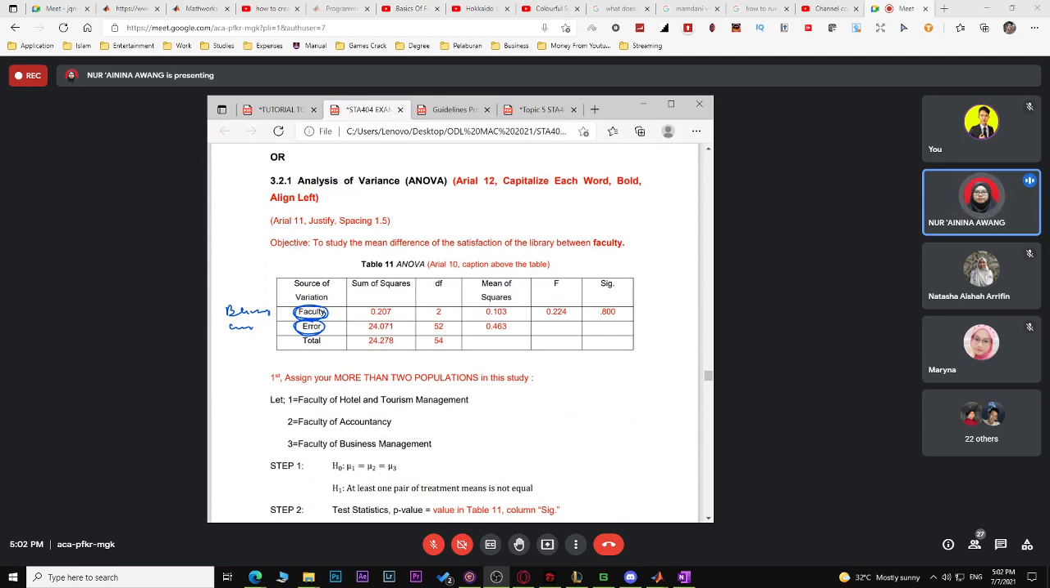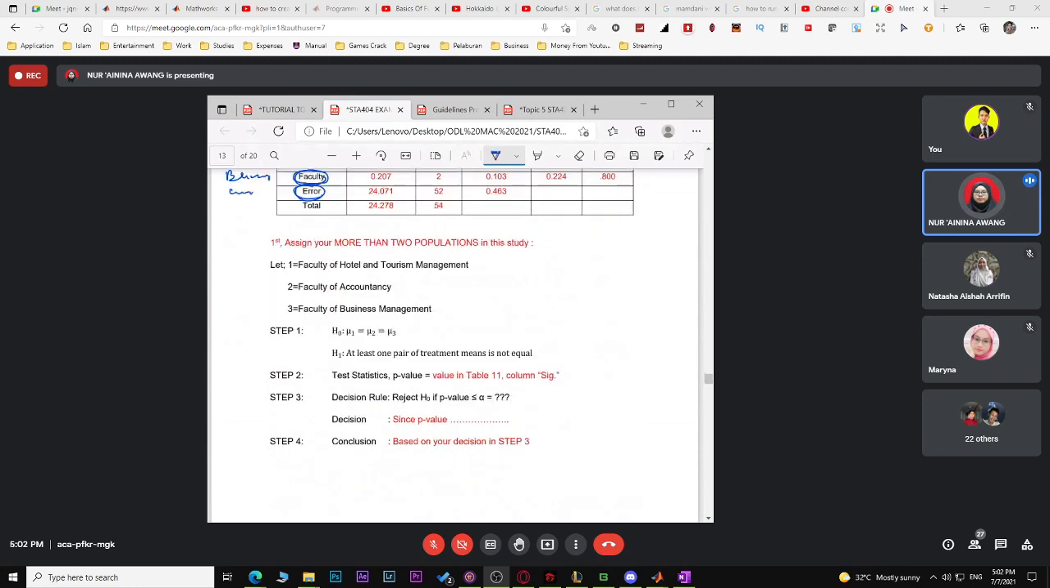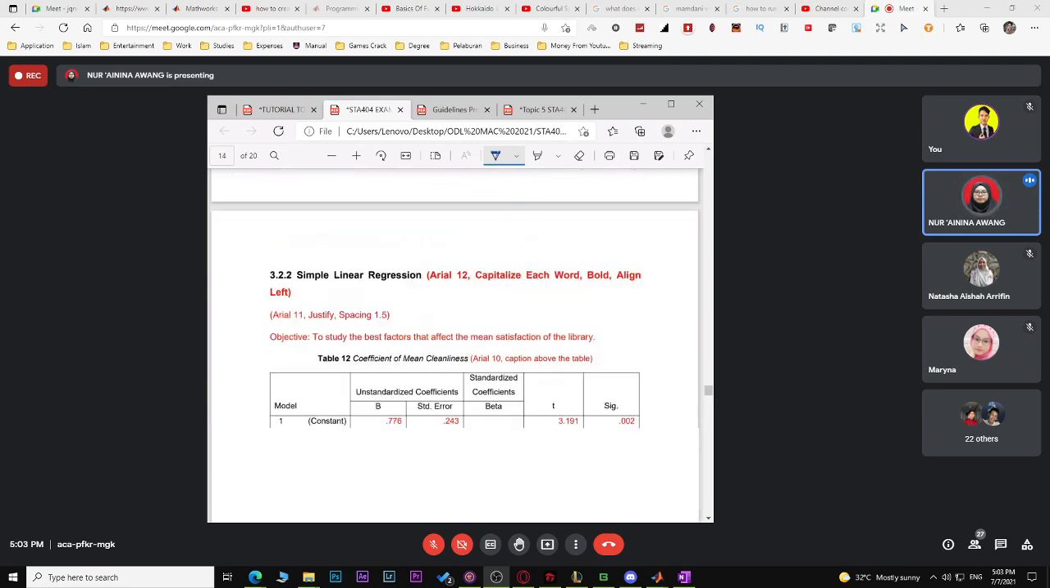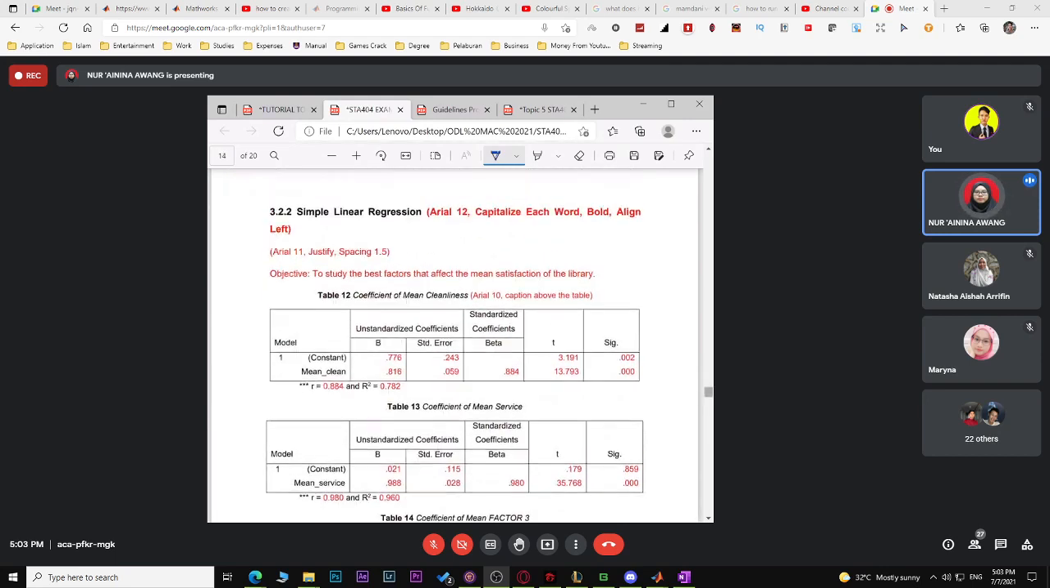And then kalau you ada 4 program, so you let lah 1, 2, 3. Ataupun kalau you tak nak let, you buat lah new business is equal to new account is equal to new education, tulis. Okay. And then at least one pair treatment means is not equal ataupun are different macam tu. Okay. And then ambil nilai p-value, compare macam biasa. So itulah untuk ANOVA. And then the last one for simple linear regression.